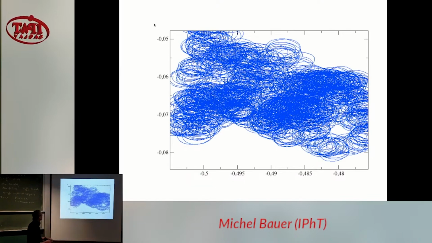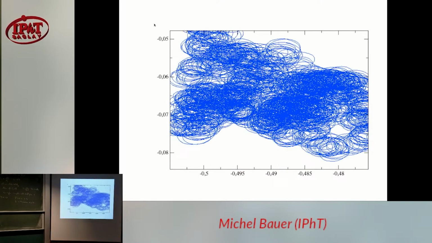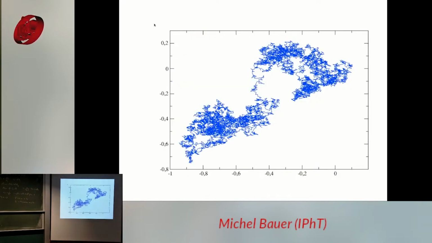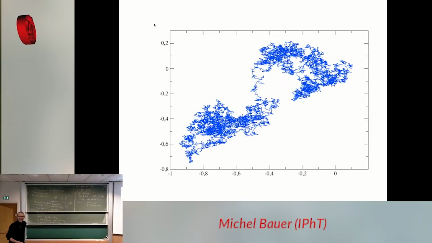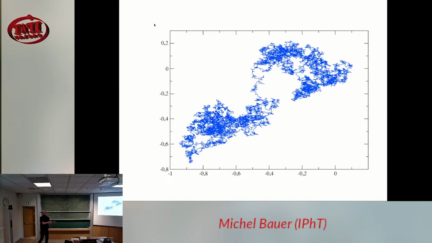Okay, so you look at it. You start with this, but if you look at it from further away, that's what you see. And if you look at it from even further away, that's what you see. So definitely there are two scales in this problem. At short scales you see the circles, and at large scales you see something which in fact is Brownian motion.